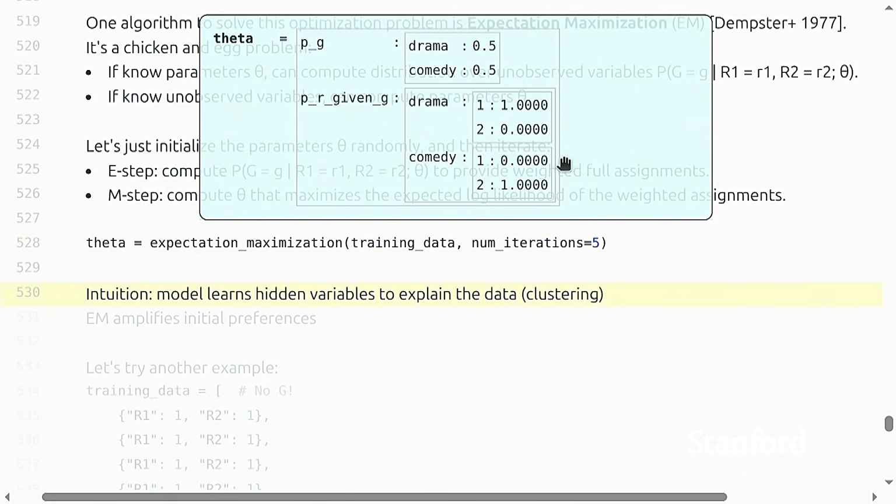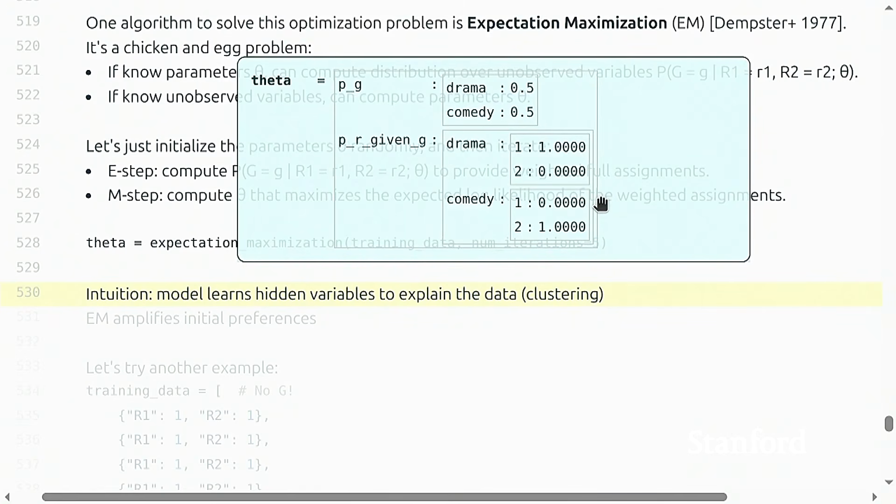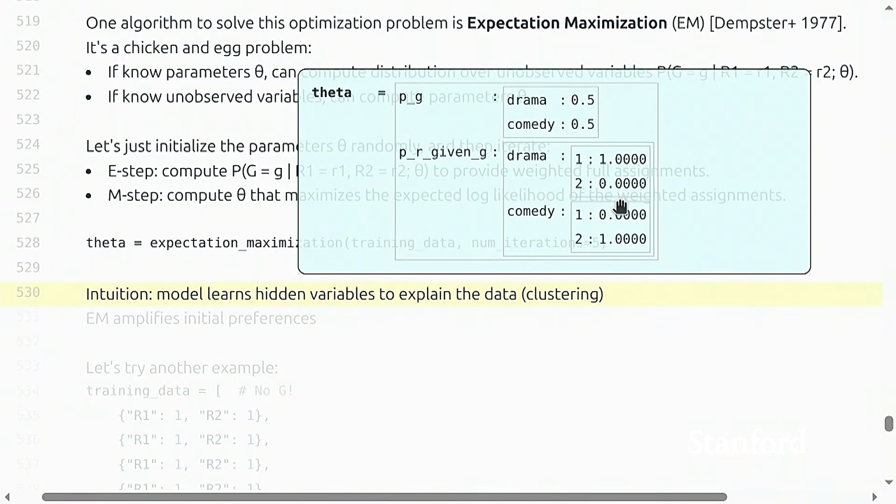So a few notes. One is that the model doesn't see the hidden variables. So it's kind of trying to set the hidden variables to drive up the probability of the data, right? And in this example, the best way, I see 1-1 and I see 2-2. So it's going to make an assumption that dramas are always going to give 1, and comedies are always going to give 2, which is actually the same as the supervised data that we had.